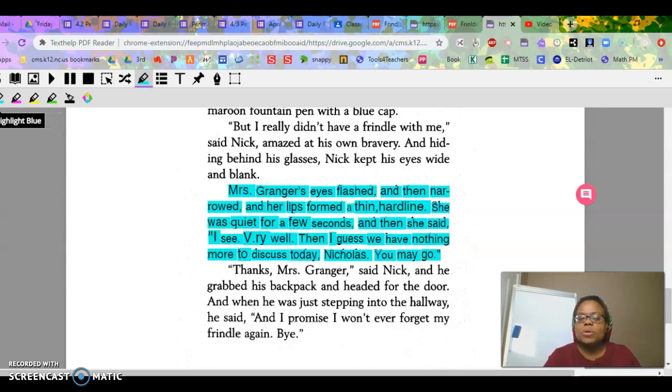And I'm just going to read it one more time before I start going over my answer choices. It says, Mrs. Granger's eyes flashed and then narrowed, and her lips formed a thin, hard line. She was quiet for a few seconds, and then she said, I see. Very well, then. I guess we have nothing more to discuss today, Nicholas. You may go. So if you remember, Nicholas had gotten into a little bit of trouble with this new word, which is Frindle. And so here we had a couple of answer choices.